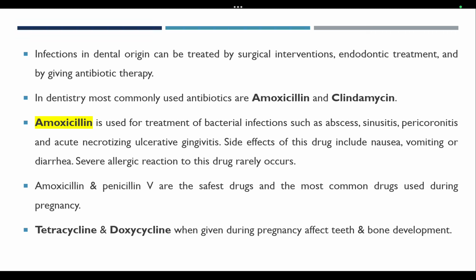Amoxicillin is used for treatment of bacterial infections such as abscess, sinusitis, pericoronitis, and acute necrotizing ulcerative gingivitis. The side effects of the drug, including the common ones, are usually nausea, vomiting, or diarrhea. Severe allergy is rare. Amoxicillin and penicillin V are the safest and most common drugs that can be used during pregnancy. Tetracycline and doxycycline cannot be prescribed during pregnancy because they can affect teeth and bone development.